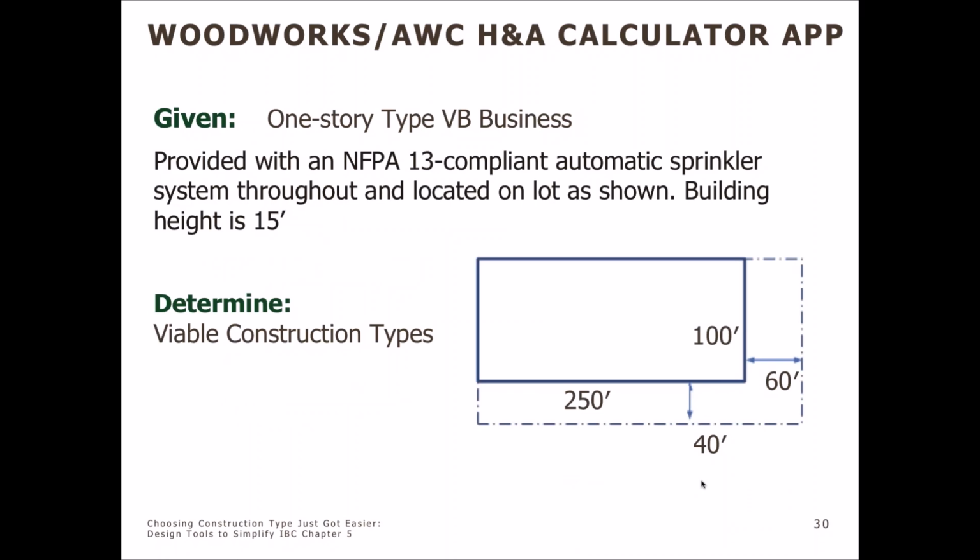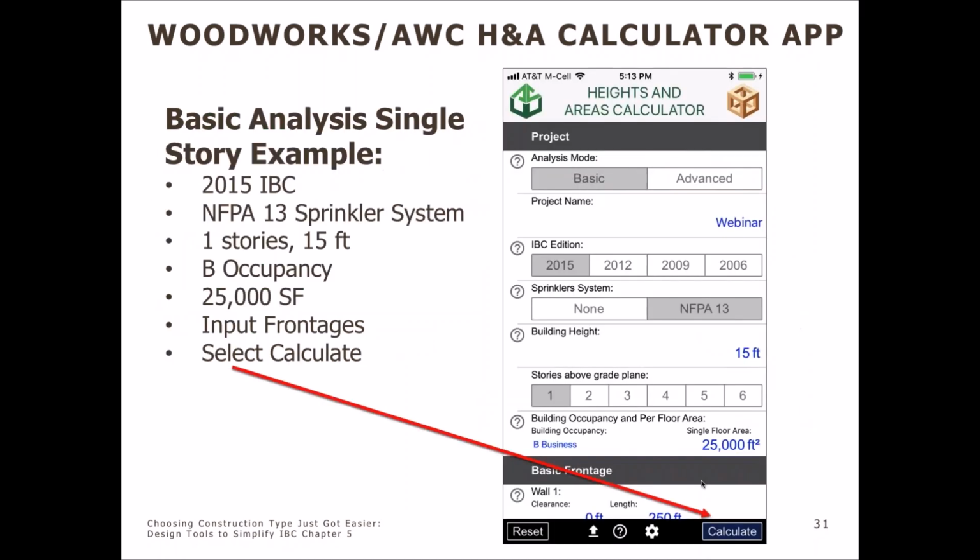So let's take a look at a few examples to help get ourselves familiar with the operation of the calculator. This is the same example that Paul went through using code conforming wood design a few minutes ago. Now we're going to rerun that same building using the heights and areas calculator app. So again, we're using this basic analysis mode. We are assuming the 2015 IBC. We've selected an NFPA 13 sprinkler system.